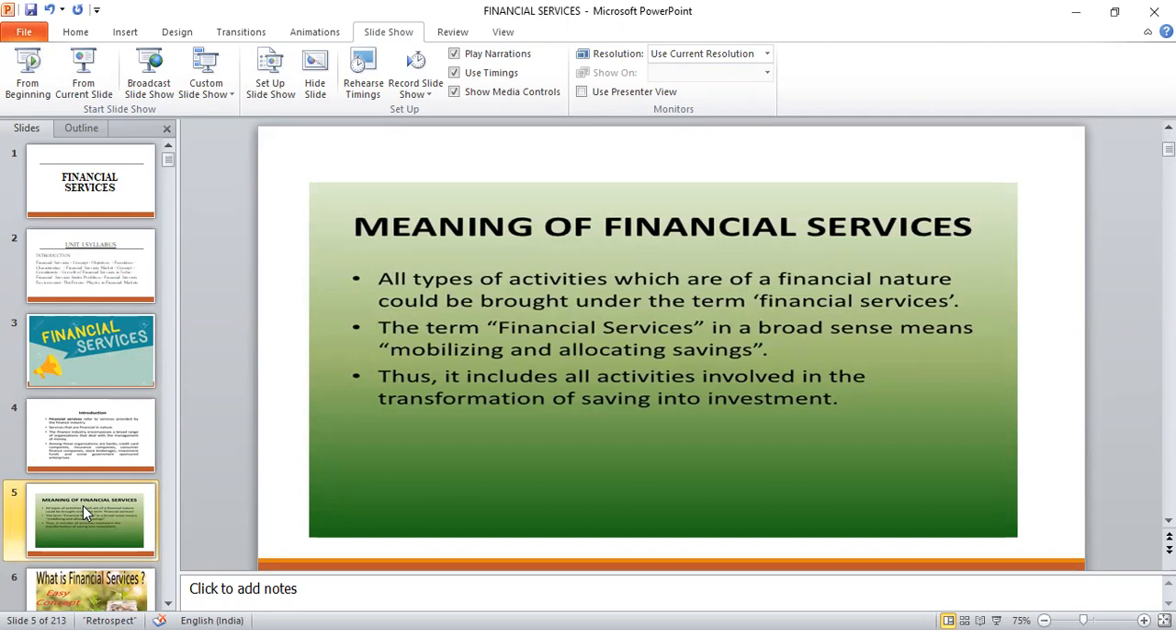So now coming back to the theory, what I've given here, the term financial services in a broad sense, mobilizing and allocating savings. Thus, it includes all the activities involved with the transformation of saving into income. So by getting the financial assistance from that financial institution, I'm able to get some knowledge about the savings and investment about the company, about my company, right?